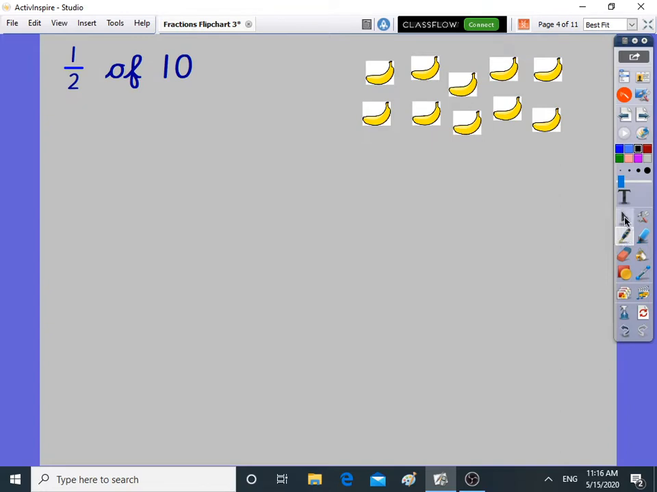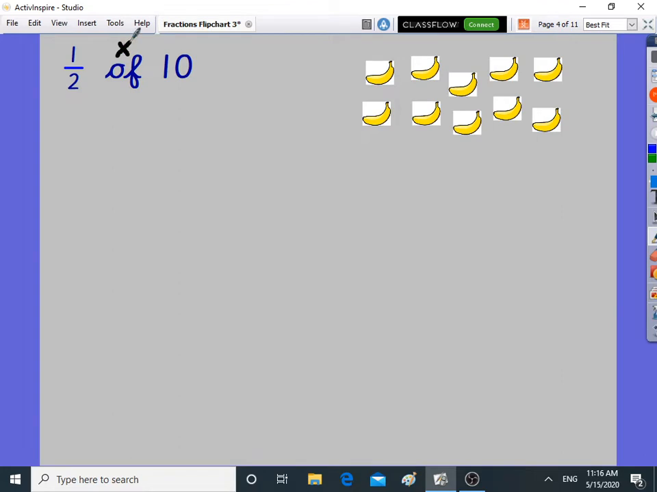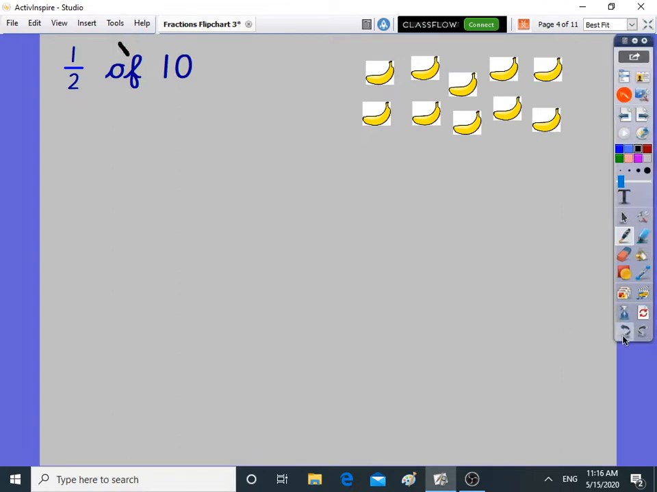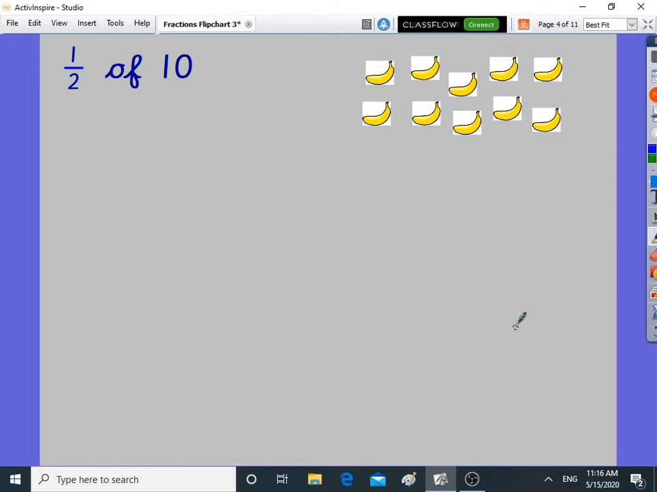Let's do it a different way. We can do it with division. Remember I told you this line means divide. You might not remember that, but this line does mean divide. And later on in maths, you're going to learn that of means times. So fractions have a lot to do with times and divide. So we often use times and divide to help us in questions.